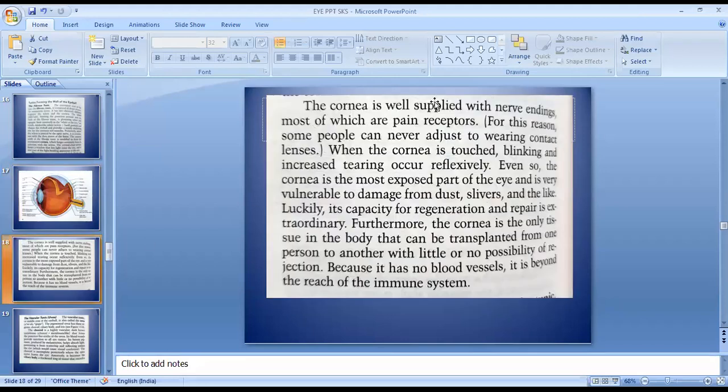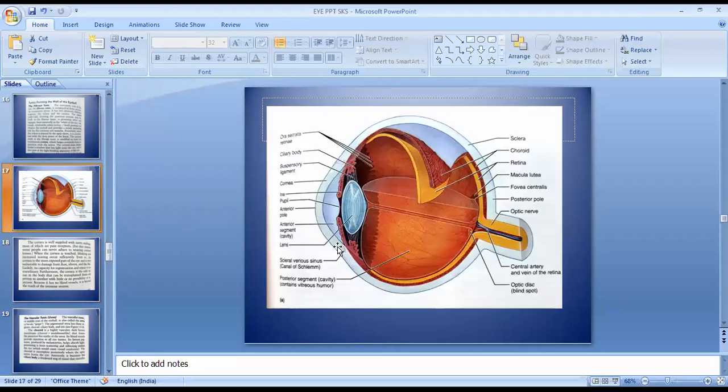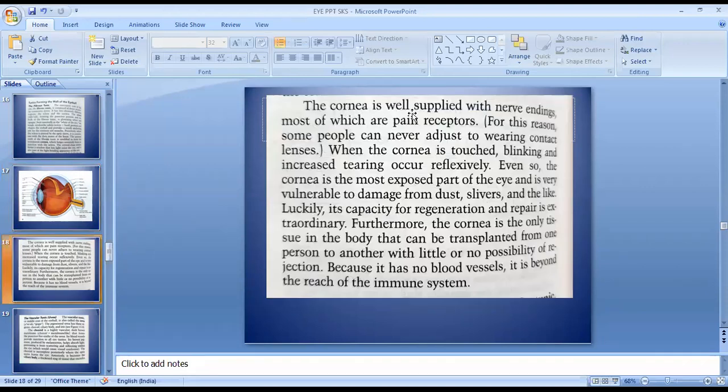Now the cornea is well supplied with nerve endings, most of which are pain receptors. That is why anything that drops on it or any kind of injury gives you so much pain. For this reason, some people can never adjust to wearing contact lenses, because contact lenses are placed over the cornea.